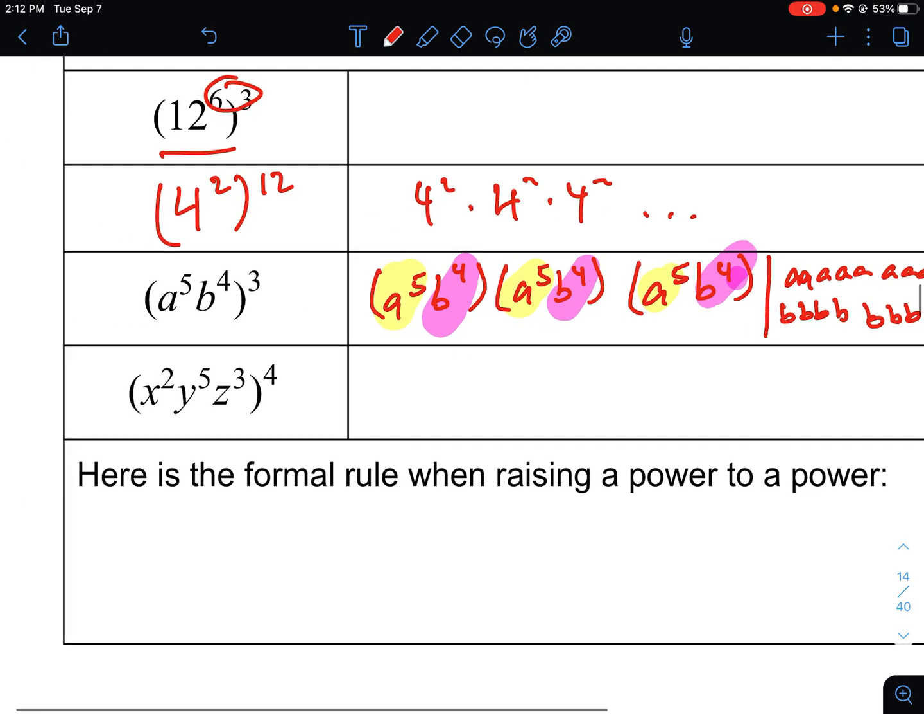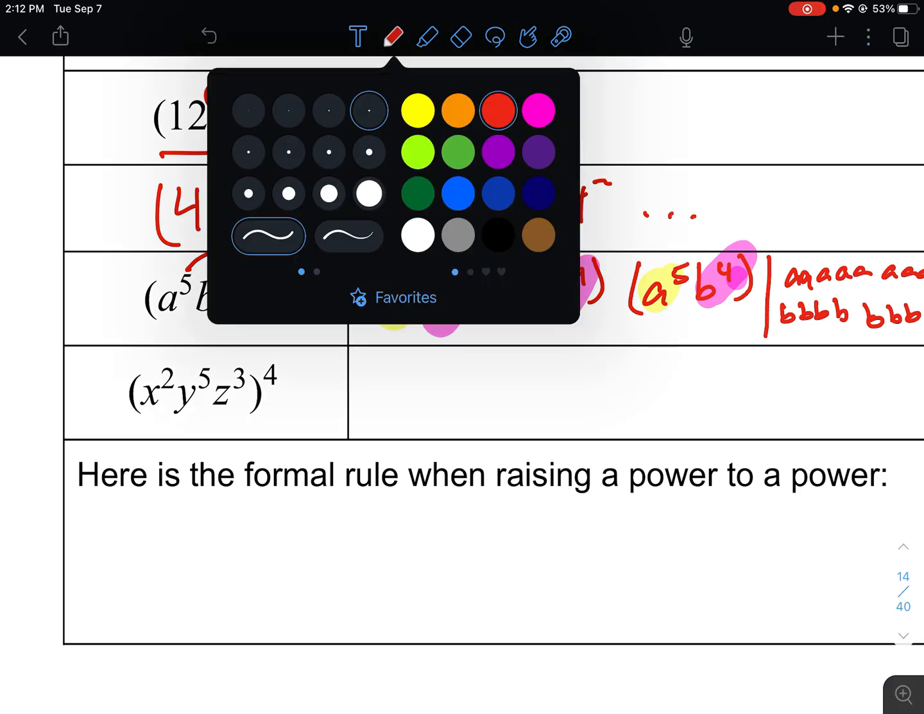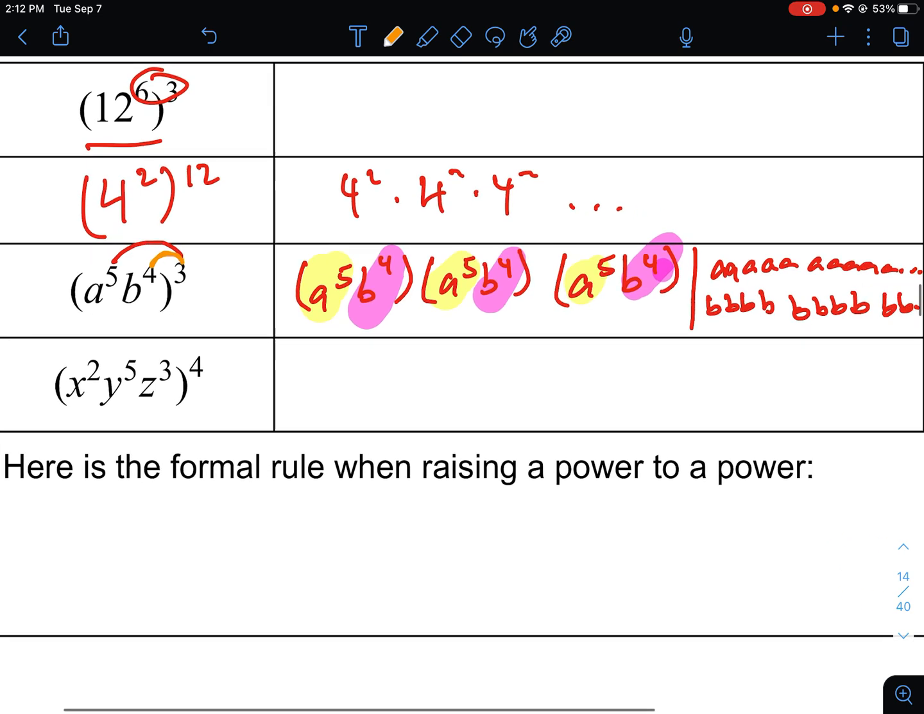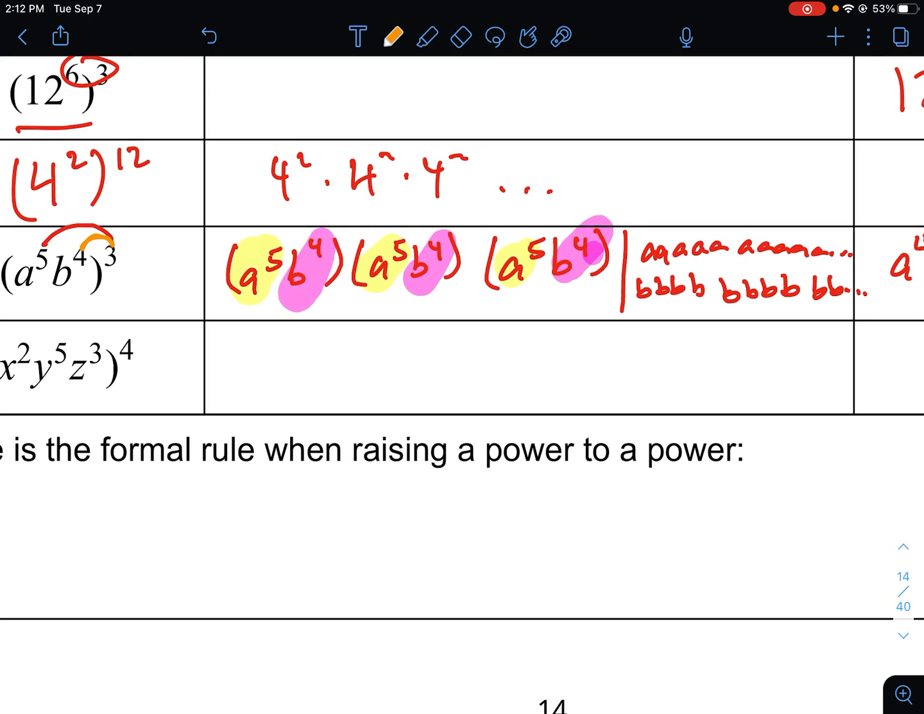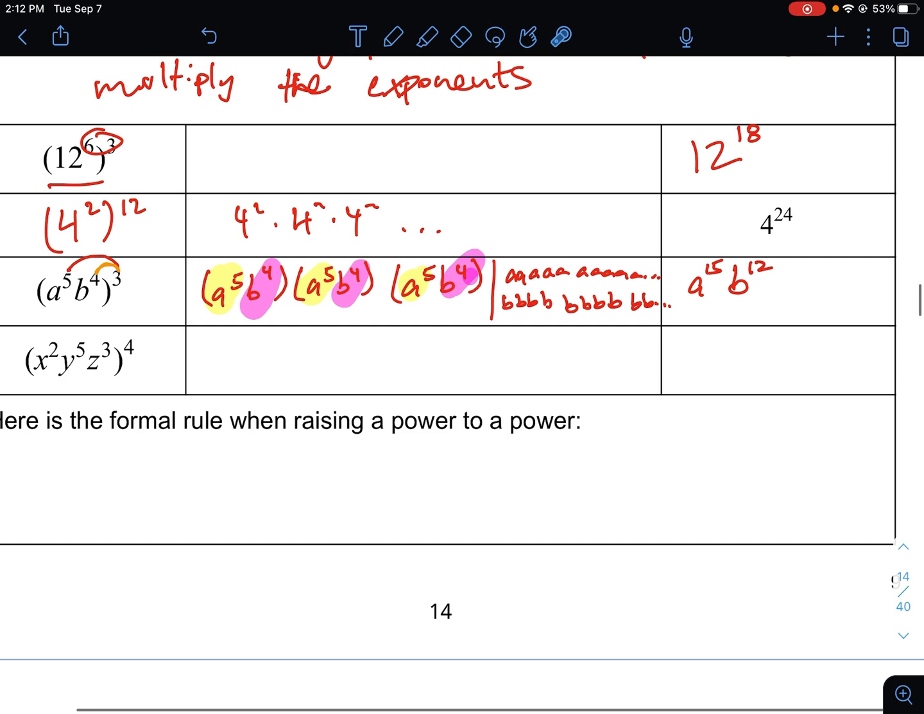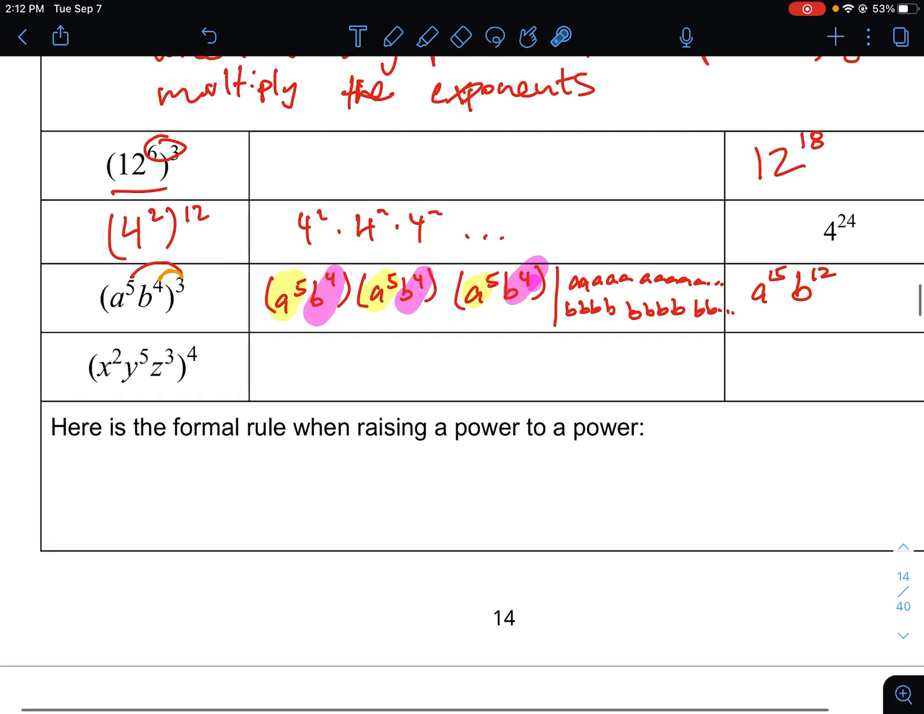Well, think about it, it's almost like the distributive property. You take this, 3 times 5 is 15, and then we're doing the other double rainbow. There it is, 3 times 4 is 12. So A, 5 times 3 is 15, B, 4 times 3 is 12, so A to the 15th, B to the 12th. Double rainbow it. Try that to this last one as well.